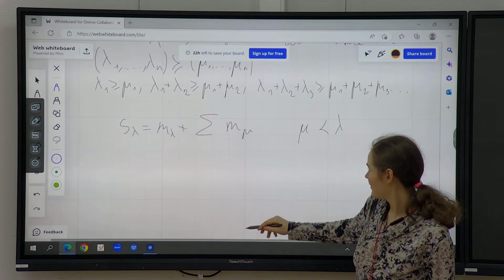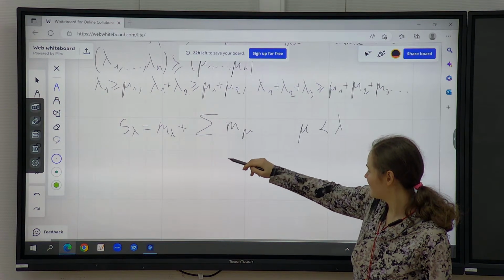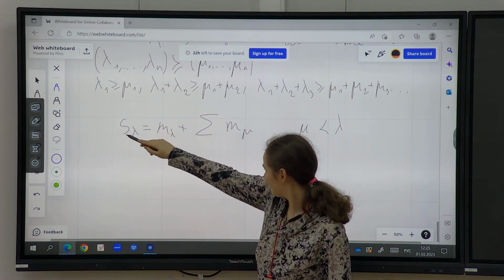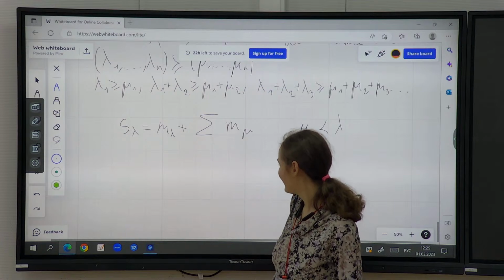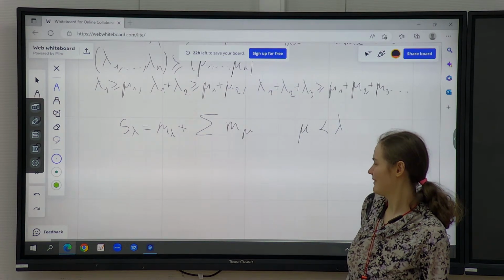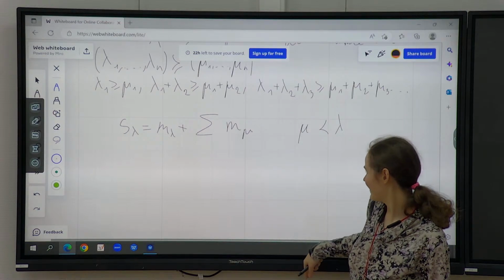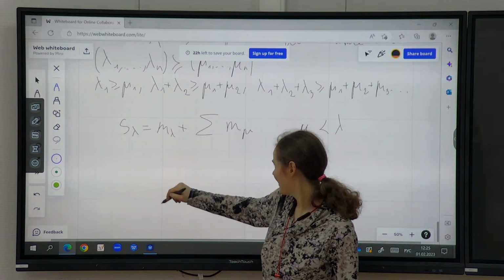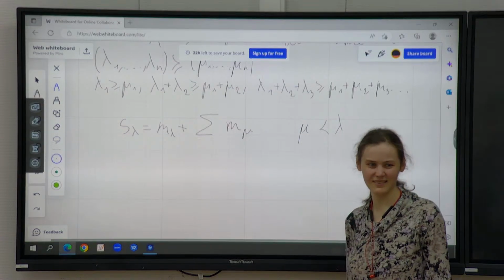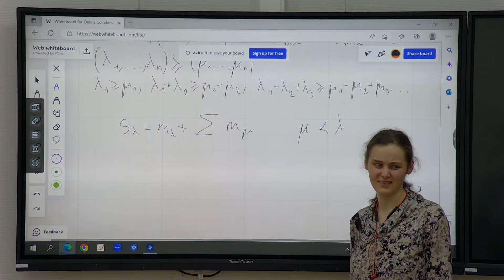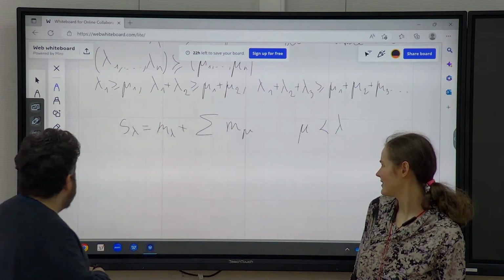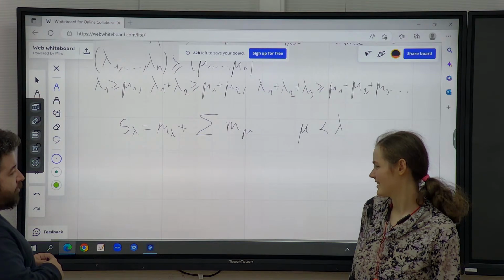And so, if we write the transition matrix between S lambdas and M lambdas, it will be upper triangular with ones on the diagonal. Maybe for 2 rows, or just 2 boxes, right? Is it something interesting for 2 boxes?